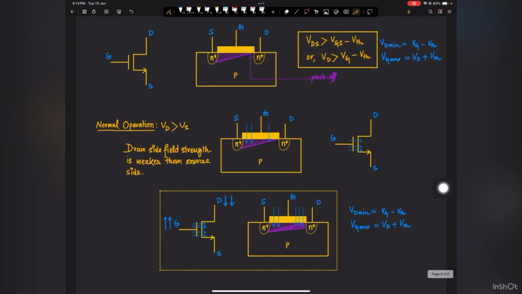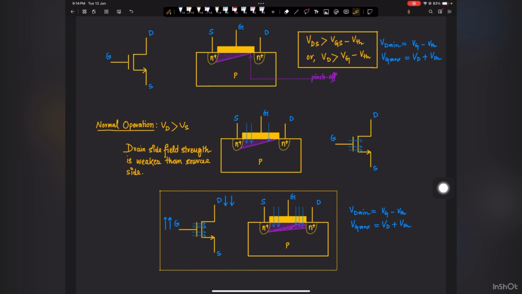Hi everyone. If somebody asks you what is the condition for a transistor to be in saturation, you can definitely recall this equation and say, yeah, VD has to be greater than VG minus VTH, and then the transistor is in saturation. Also from this equation you can derive these two conditions, the minimum voltage on drain and the maximum voltage on gate for a transistor in saturation.